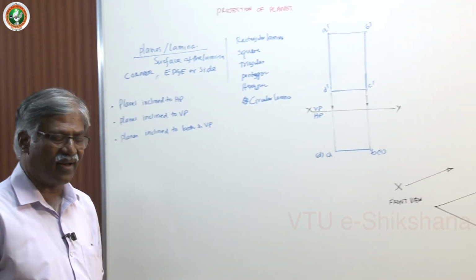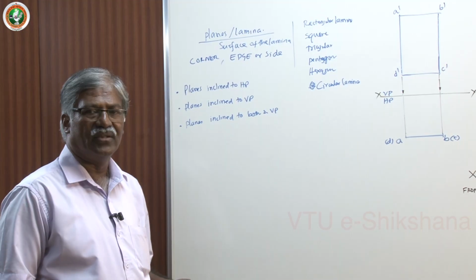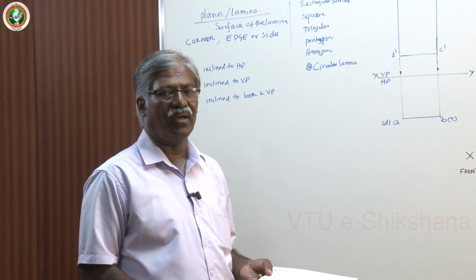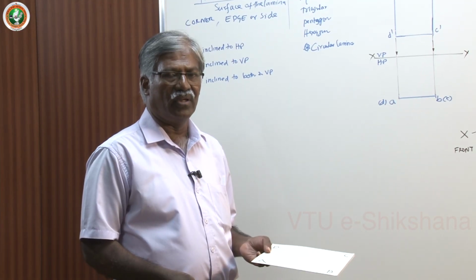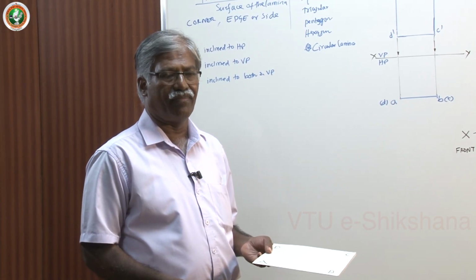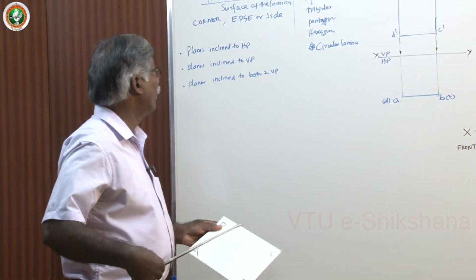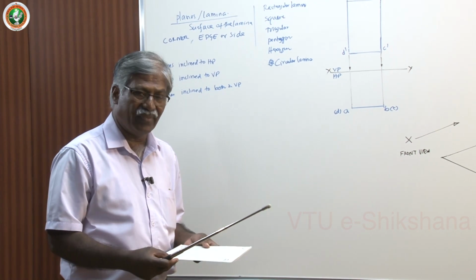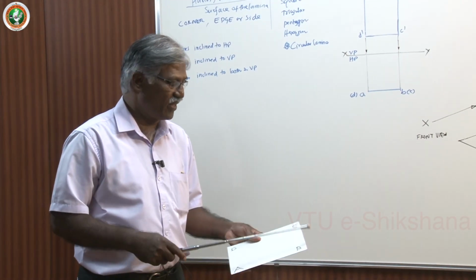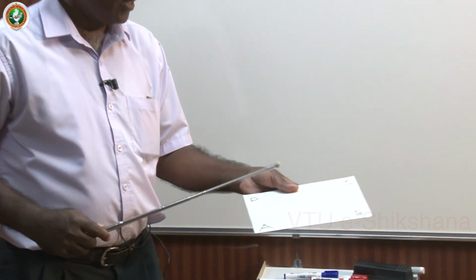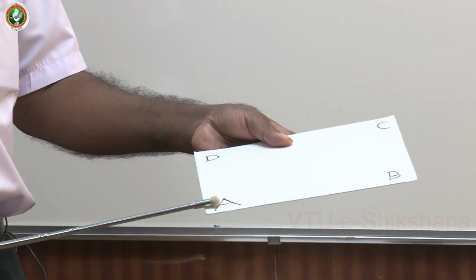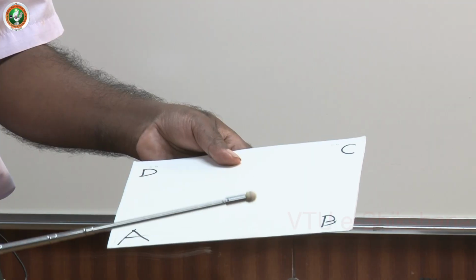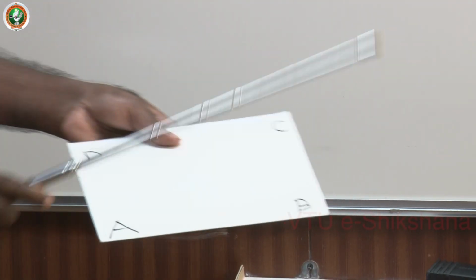This is a rectangular lamina. We have square lamina, pentagonal lamina, hexagonal lamina and many more, including circular lamina. So here you have to know what is the surface of the lamina. This is a lamina with negligible thickness, with a particular size and shape. This is a rectangular lamina of 100 by 40 or 100 by 60 or 60 by 100, whatever.